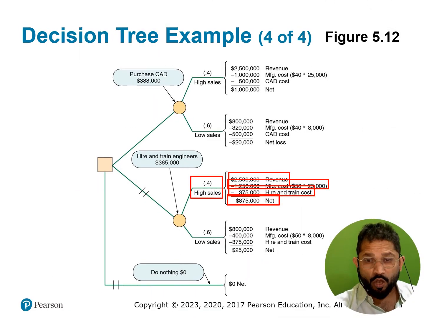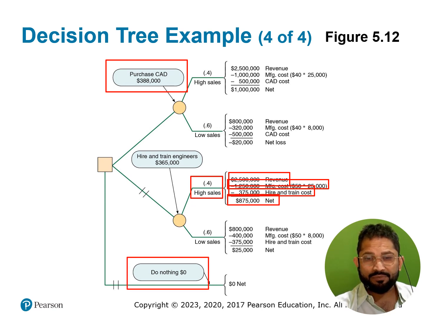This is a more complex decision tree analysis that includes an additional decision node for hiring and training engineers compared to the previous scenario. Here's a breakdown. Initial decision. The business is considering whether to purchase a CAD system for $388,000 or to do nothing.